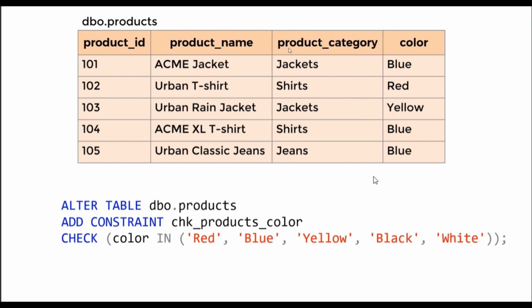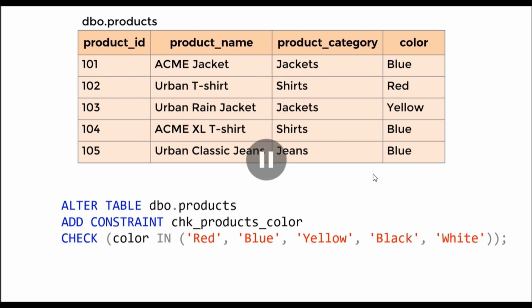If we look at something like the product category, that would be a candidate for creating a separate table for product categories, and we would replace this with a category ID. This is because in our product category table, we would like to have a number of other attributes which are applicable to each product category.